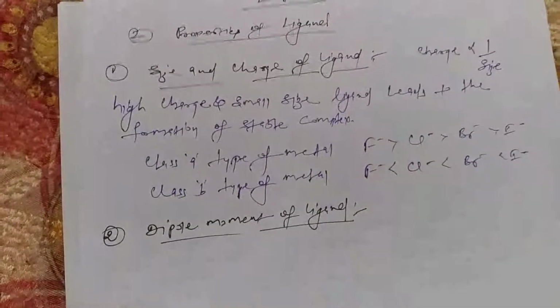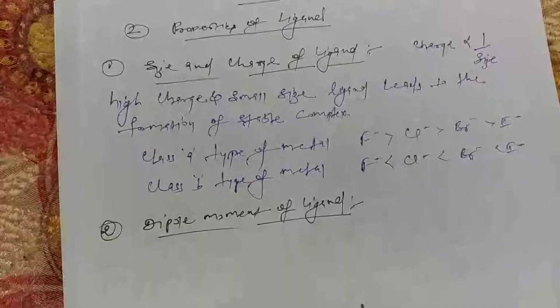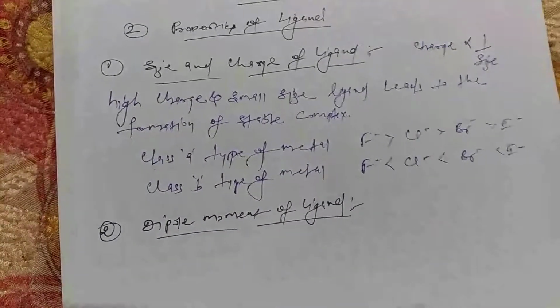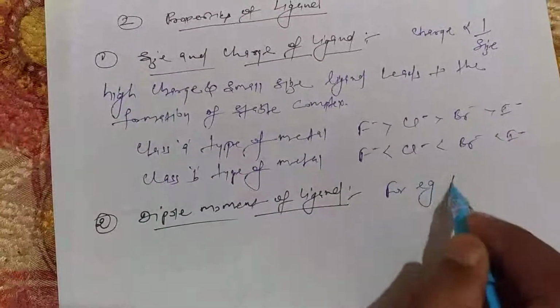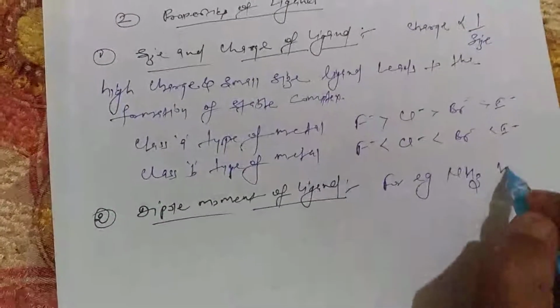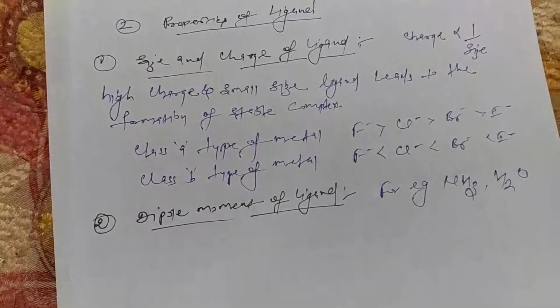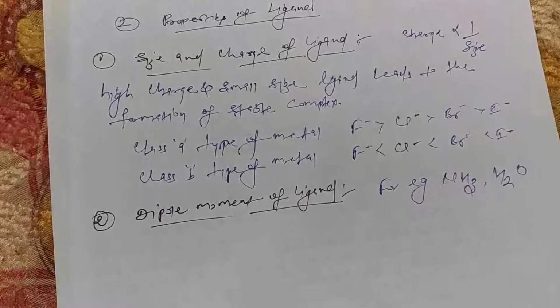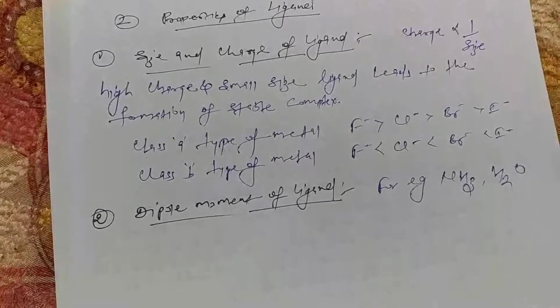So what would be the dipole moment? For a neutral ligand, the larger the magnitude of permanent dipole moment, the greater will be the stability of the complex. For example, ammonia is a neutral ligand, water is a neutral ligand. These ligands have a larger magnitude of permanent dipole moment, so they will give us greater stability.